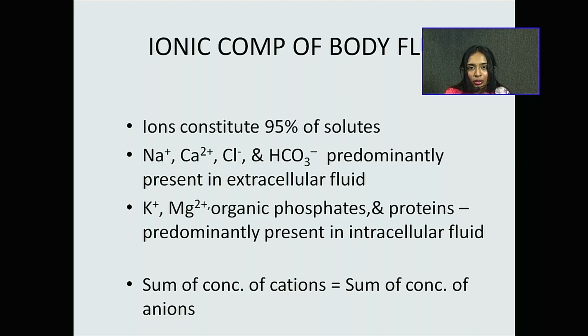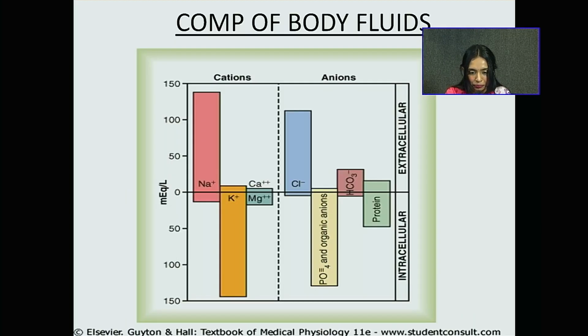These are predominantly present in the extracellular fluid. So these are extracellular ions. Now potassium, magnesium, organic phosphates and proteins are predominantly present in the intracellular space. So these are predominantly intracellular ions. The sum of the concentration of cations equals the sum of the concentration of anions.